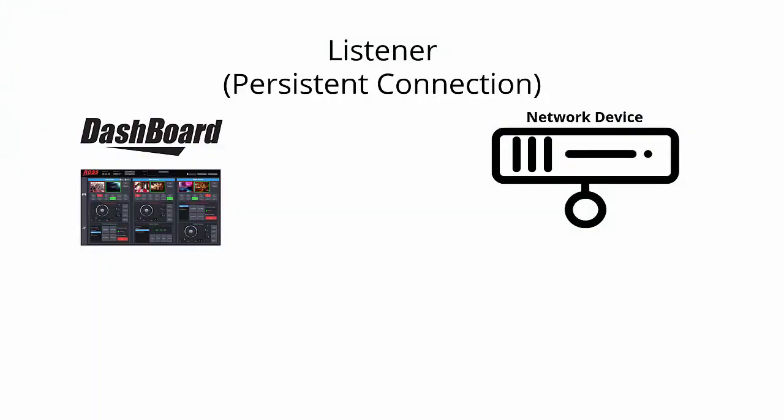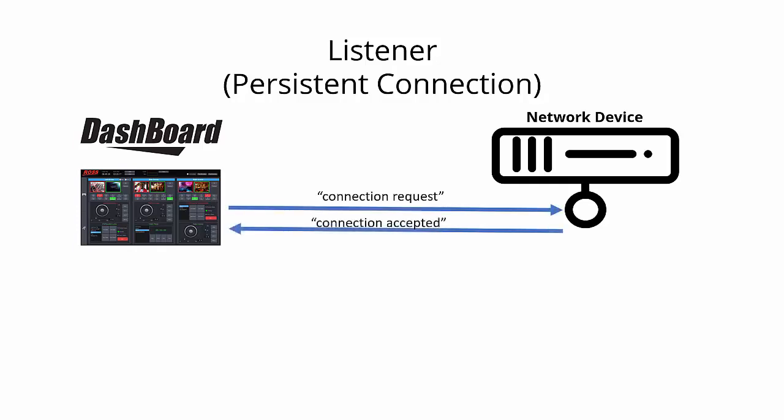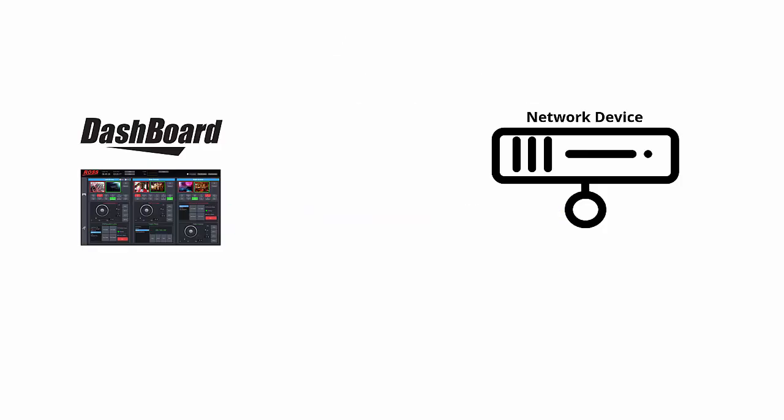The last type of communication we often use in dashboard panels is what we call a listener, which basically creates a persistent connection to the network device. The other two methods open a connection, send the information, and then close it immediately. In this case, we open the connection and then we keep it open. So when the dashboard panel starts or when the user clicks on connect, we send a connection request, and usually the device will accept it. This type of communication is really useful for several things.